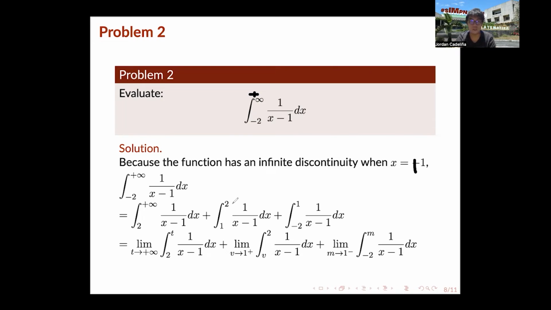We can get a constant. Yung importante naman dito is kung convergent ba siya or divergent. Total magkakancel naman to eventually in the long run. Okay, so we split this into 3 integrals. Tapos we take the limit ng mga parts na kung saan siya discontinuous or equal sa positive negative infinity. So t approaches positive infinity, v approaches 1 from the right, tsaka m approaches 1 from the left ng mga definite integrals na to. Then afterwards, we now evaluate the integrals.